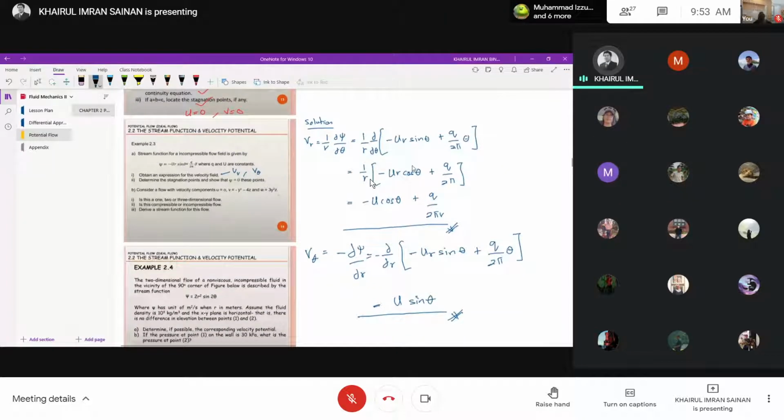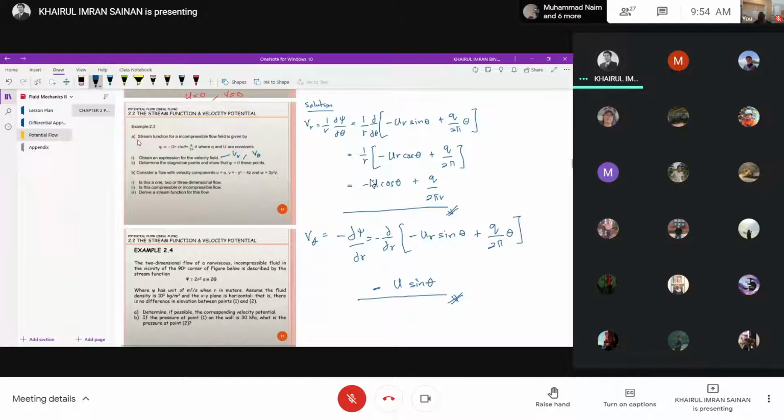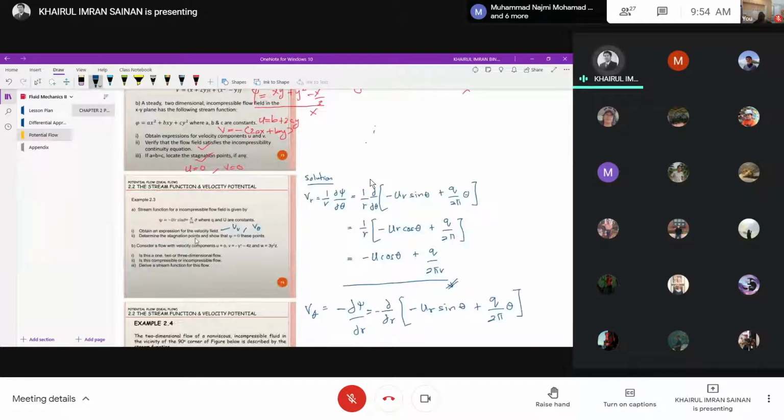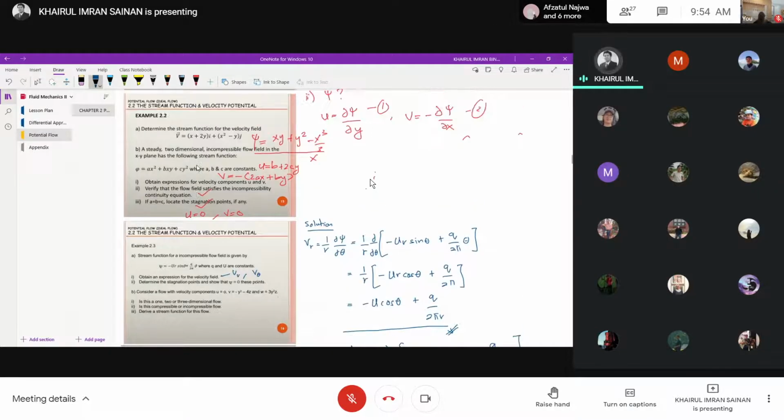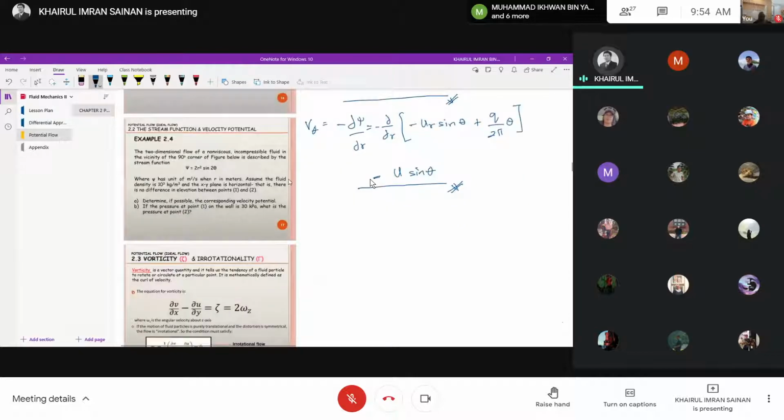Okay, done. So that is your V_r and V theta. Number 2, determine these stagnation points and show that psi equals 0 at this point. When I answer this one, you get the idea how to answer this problem, stagnation points, as in example 2.2. So what is stagnation points?